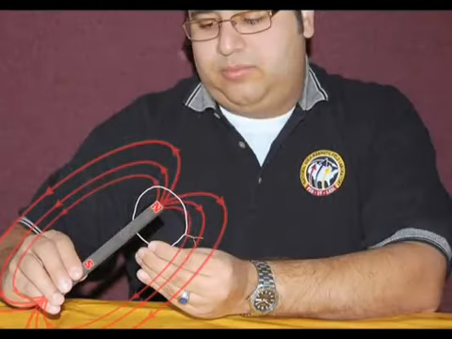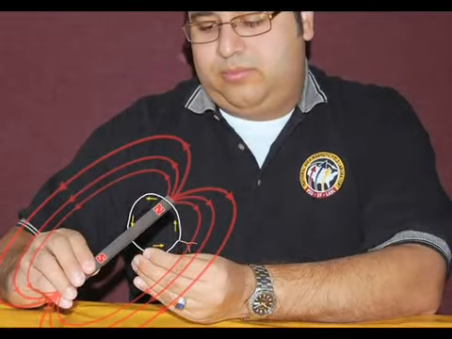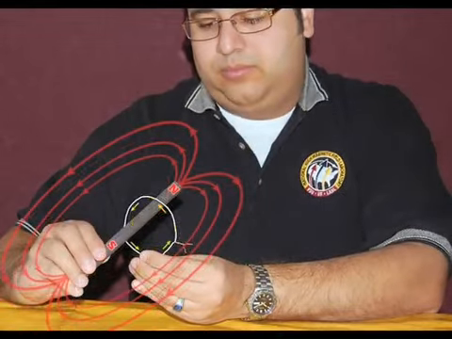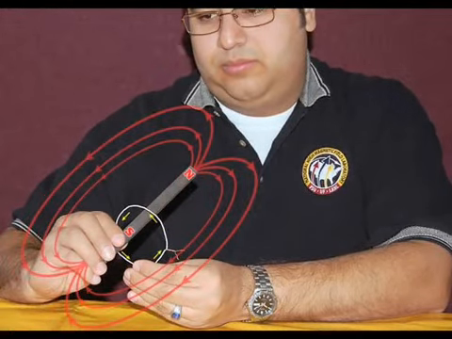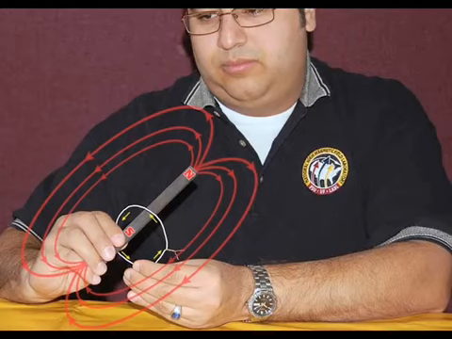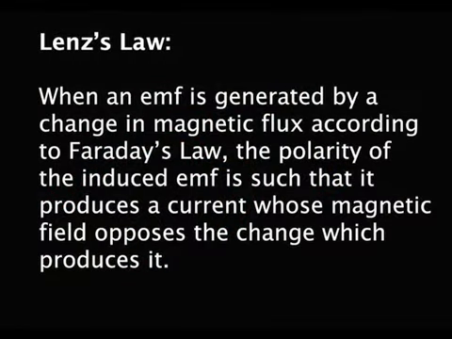As you can see, when Carlos moves the magnet through this coil of wire, he's inducing a current in the wire. But it doesn't stop there. That current then generates its own magnetic field. That secondary induced magnetic field opposes the initial field, the field of the moving magnet.